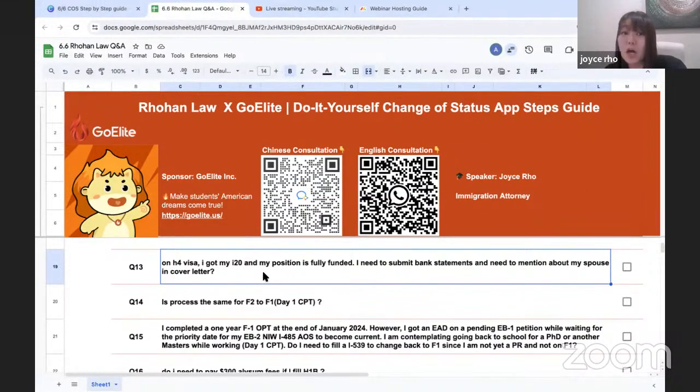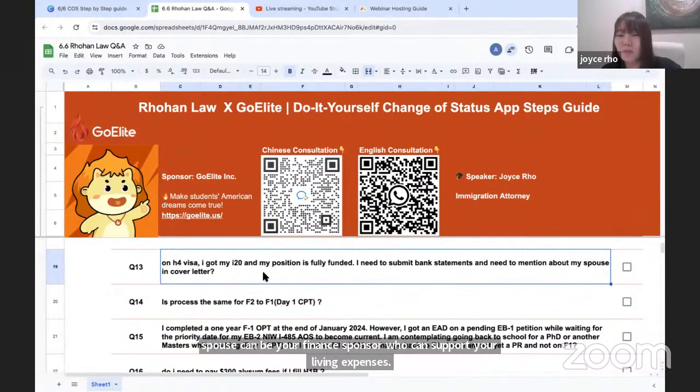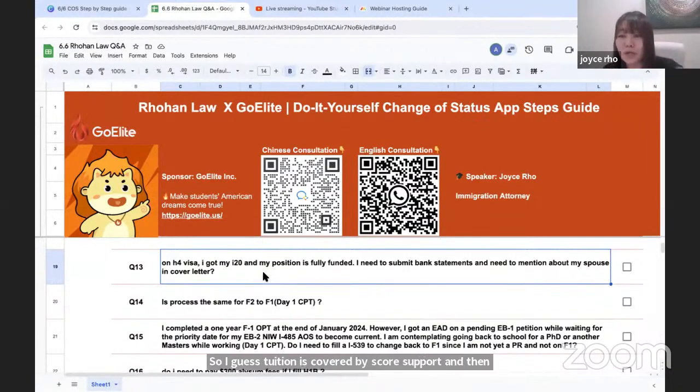But in the cover letter, definitely your spouse can be your finance sponsor who can support your living expenses. So I guess tuition is covered by school support, and then you have to prove your funds for living expenses in the United States, right? And then your spouse can be a finance sponsor for that. So you can indicate your husband's name, like a passport copy, and then his bank statement and his letter as an affidavit of support. That should be enough.